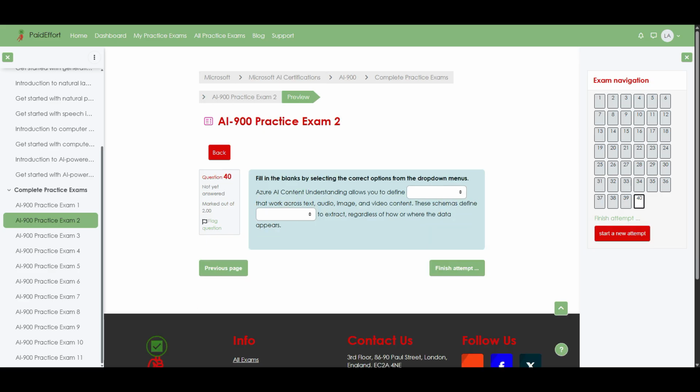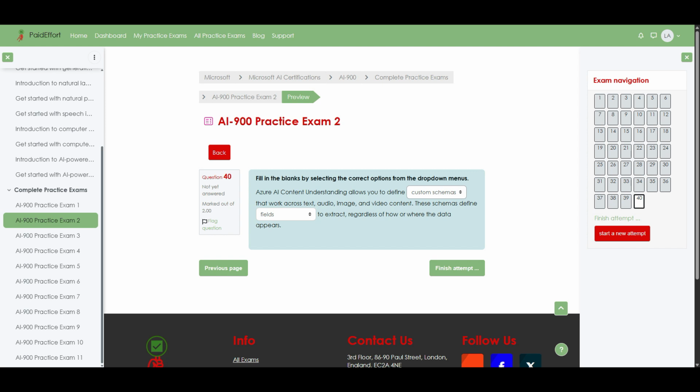Fill in the blanks by selecting the correct options from the drop-down menus. Azure AI Content Understanding allows you to define custom schemas that work across text, audio, image, and video content. These schemas define fields to extract regardless of how or where the data appears. Let's go through the explanation now. First, Azure AI Content Understanding enables you to define custom schemas, which means you can tailor the extraction process to specific business needs. These schemas aren't predefined. They're flexible and designed to match the structure of your unique data sources.